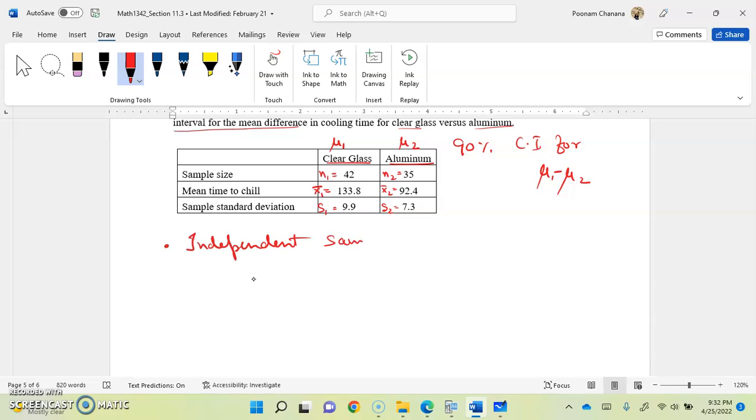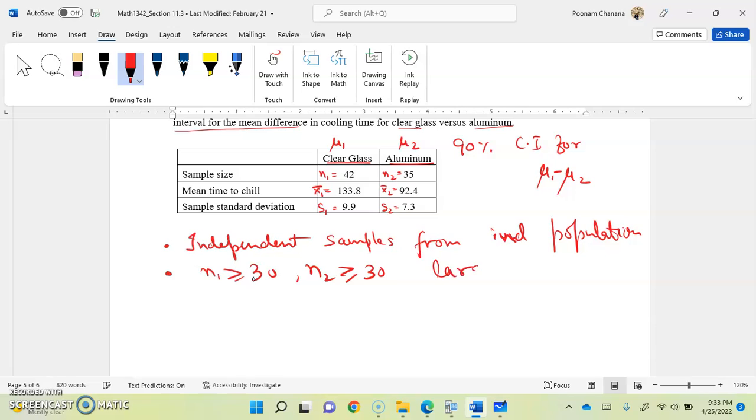So we have independent samples from independent populations. That means we do not have the matched pair case, right? And we are testing the means. n1 is more than 30, n2 is also more than 30. So the sample size is large enough, and we do not need to check normality.